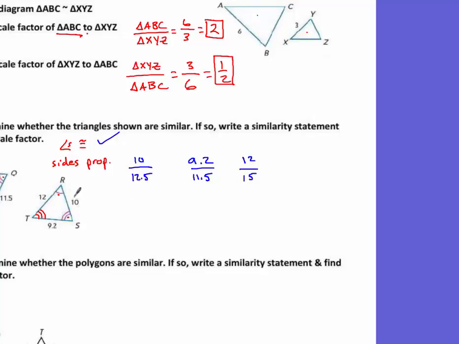And notice I decided to put the 10 on top here to start with. Doesn't matter which way you do it, but I'd pick that way. Once I put the 10 on top, notice that the 9.2 is on top, the 12 is on top. This smaller triangle is going to stay on top. Now, these numbers right here aren't typical fractions like you're used to, but that's okay. We can just divide them out with the calculator. So 10 over 12.5 equals 0.8. 9.2 over 11.5 equals 0.8. And 12 over 15 equals 0.8.